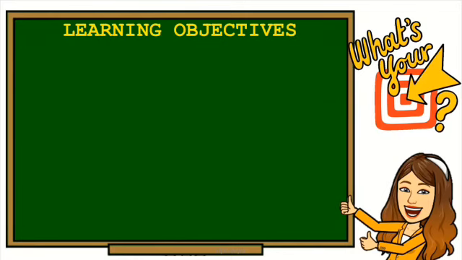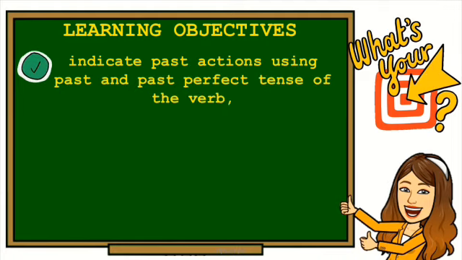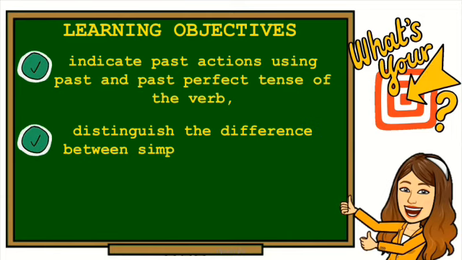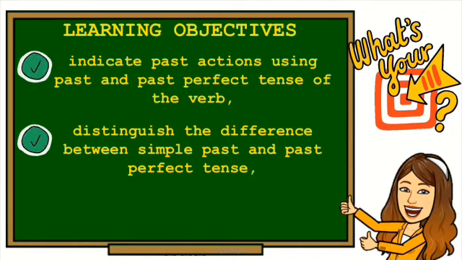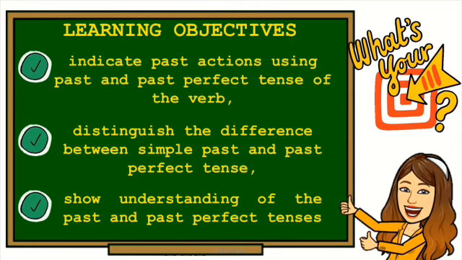These are the learning objectives. First, indicate past actions using simple past and past perfect tense of the verb. Next, distinguish the difference between simple past and past perfect tense. Then, show understanding of the past and past perfect tenses.